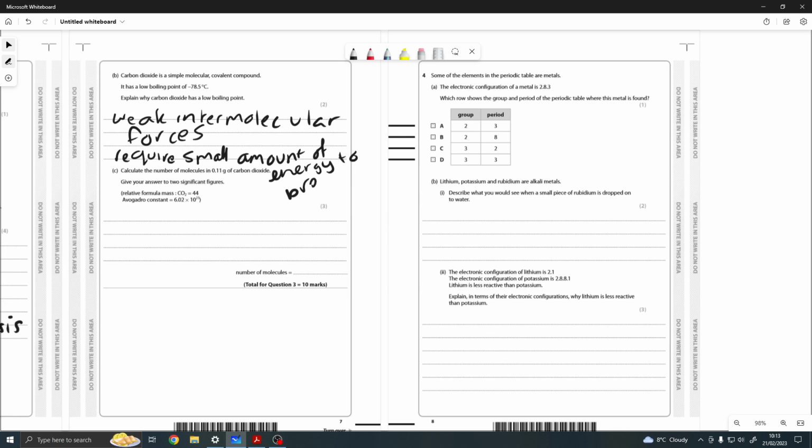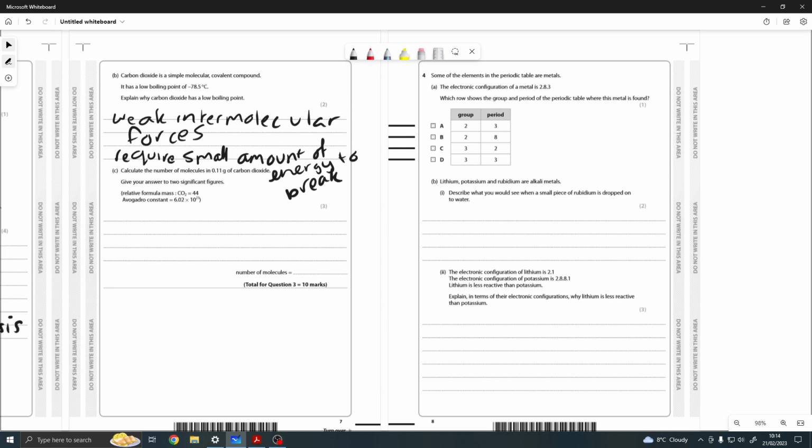That's what happens, okay. I'm straight down to the next question. Don't go dribbling all over the place, but you'll be able to write much smaller than I can on these lines. Right, calculate the number of molecules in 0.11 grams of carbon dioxide. Give your result to 2 significant figures.